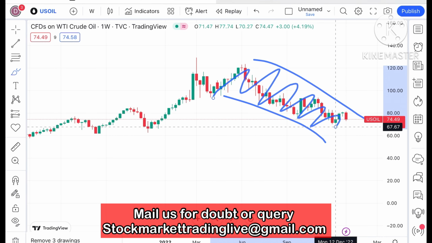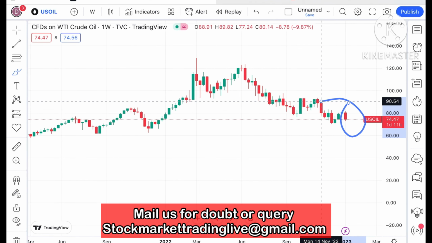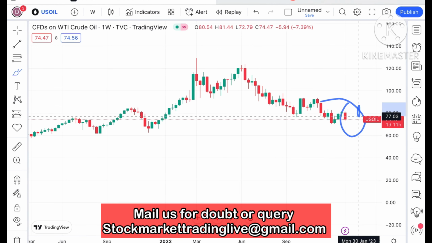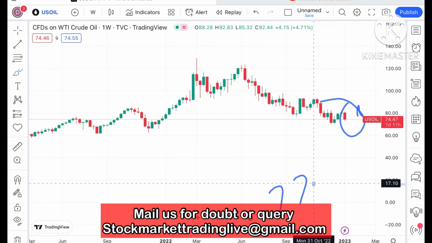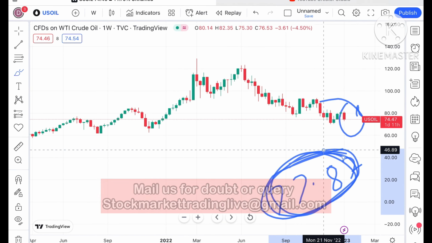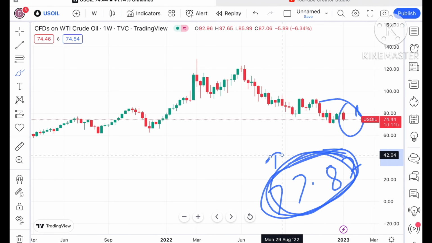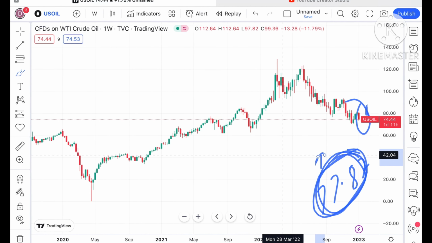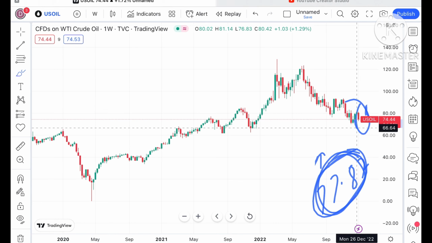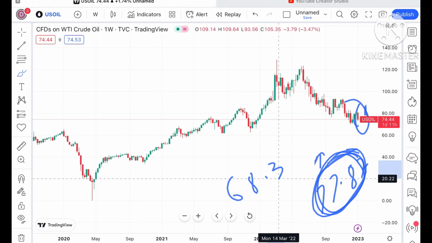Okay, now what you can see looking at this chart is that there is a red candle forming for this particular week and a strong support, as I've already told you, coming at around $77.87. Okay, and if this particular resistance crosses upside, then we can see it can go further high. But if this level breaks downside, which is already now trading below this particular level, the strong support we can see coming at around $68.37.